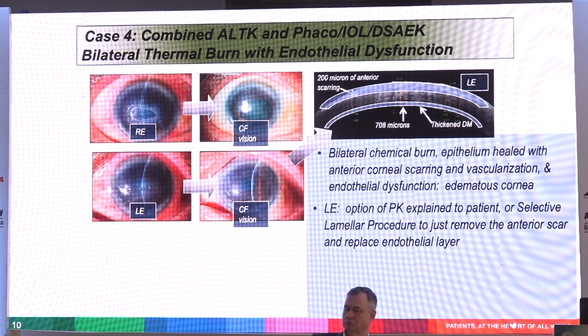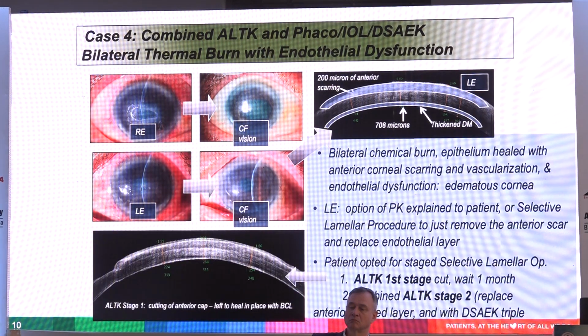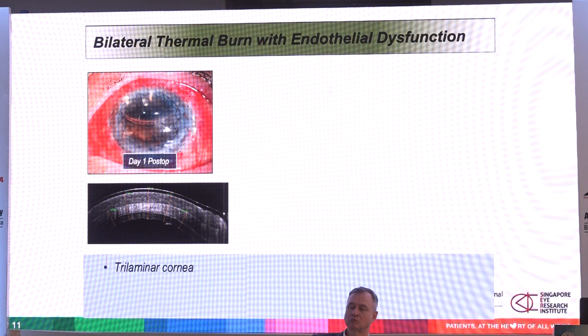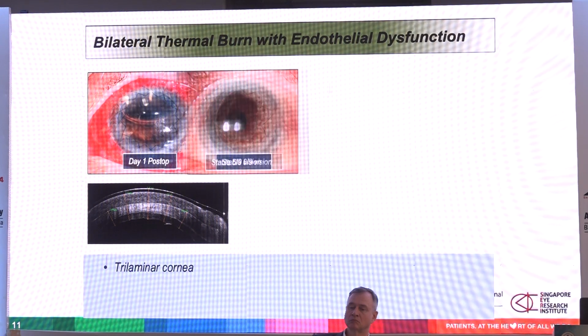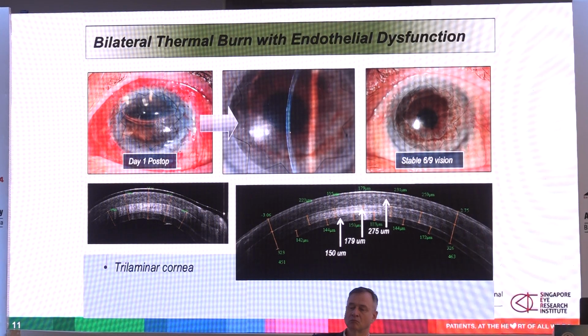And once we had this discussion, the patient approved of the idea and we went ahead to do an ALTK stage 1 because it was a very superficial corneal scar, followed by an ALTK stage 2 and a combined phaco DSEC for this patient. So his left eye had this surgery. And after the surgery, of course, it's a trilaminar cornea. Initially, the cornea was very edematous. Over time, it settled down, and the patient recovered very good 6/9 vision.